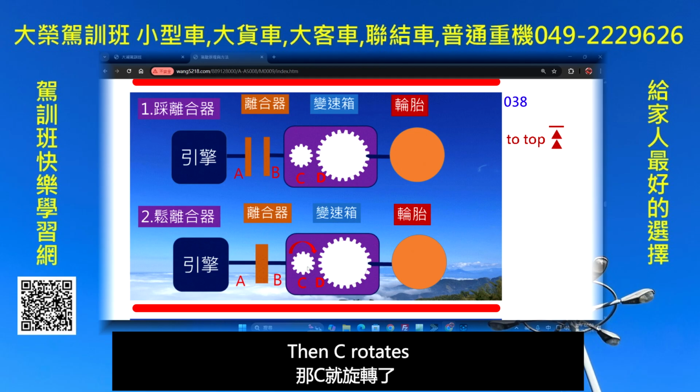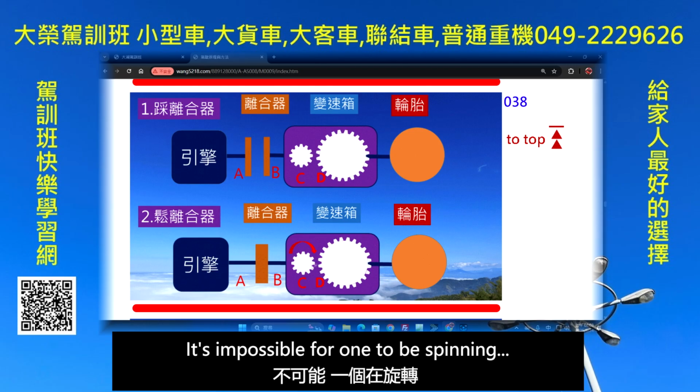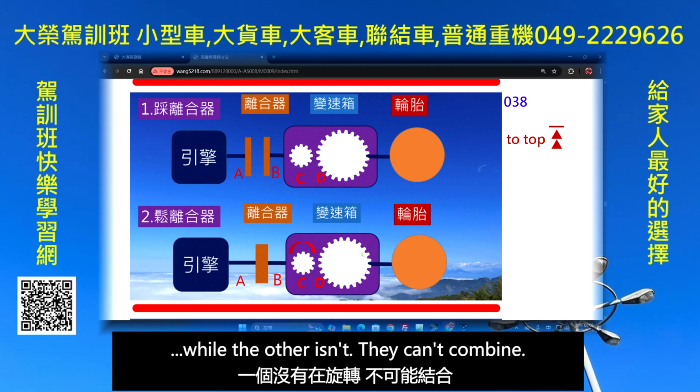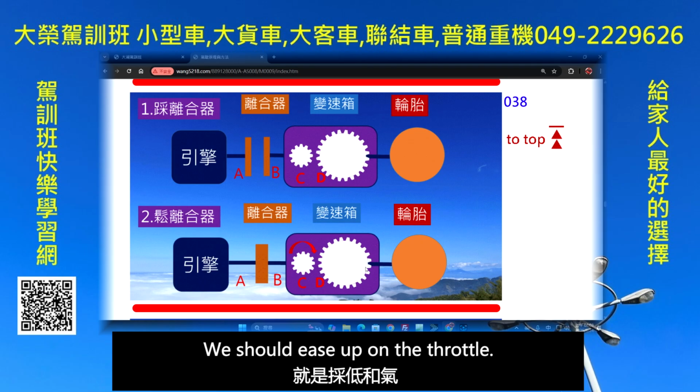Then C rotates. Think about it, everyone. At this moment, it's in neutral. Can C and D connect? It's impossible for one to be spinning while the other isn't. They can't combine. So what action do we need to take? We need to perform one action. We should ease up on the throttle.